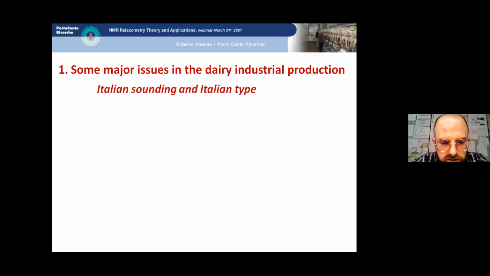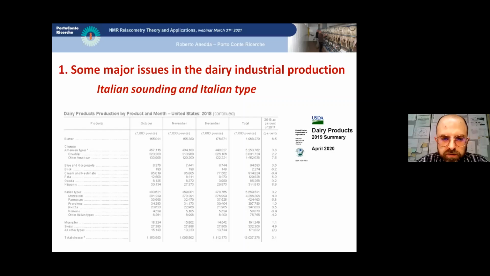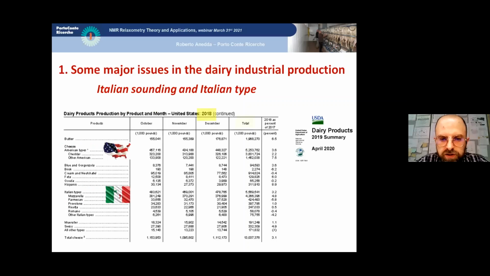Now, the lack of specific analytical methods able to recognize cheese quality is reflected in many aspects of the world dairy production. In particular, many products are called with the same name, but they are not the same. For example, by looking at USDA official data, the cheeses that Americans call Italian type, which is practically the Italian sounding type of products, outclass American type cheeses. This is very evident in this table.